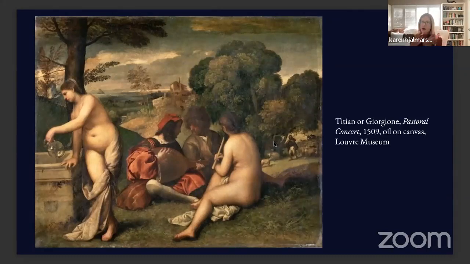We have a sculptural form pouring water. It can also relate to the four elements: earth, wind, fire, and water. I misspoke. And then we have these women.